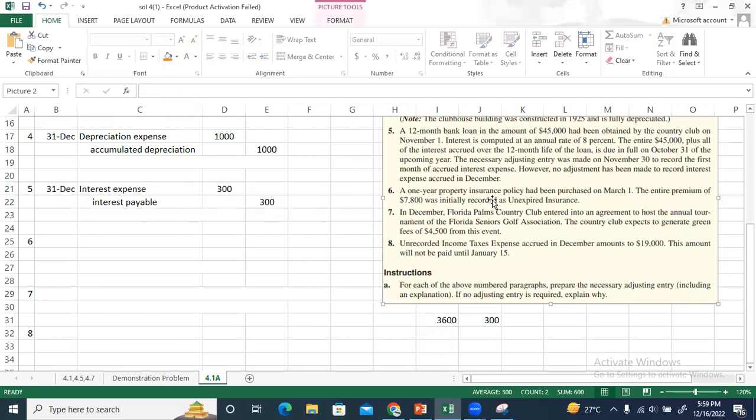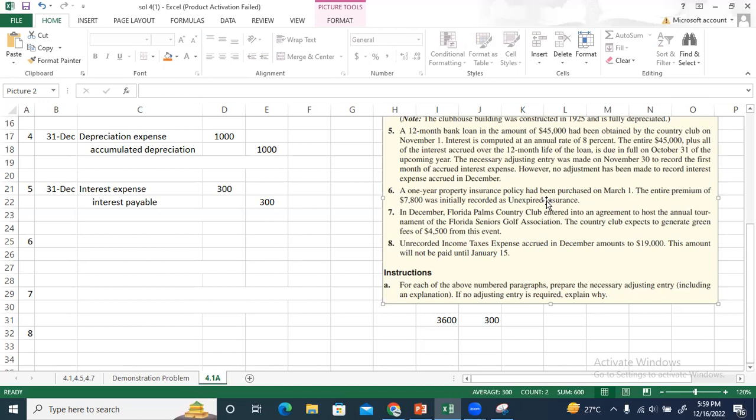Sixth is a 1 year property insurance policy has been purchased on March 1st. The entire premium of 7,800 was initially recorded as unexpired insurance. So a 1 year property insurance policy had been purchased on March 1st. On March 1st, when you purchase this policy, it's for 1 year. On that date, you must have recorded it as an asset. So this unexpired insurance is actually an asset account because you're not going to use it on March 1st. On March 1st, you have purchased it, and now for 1 year, you're going to use it after March 1st. So unexpired insurance was an asset.